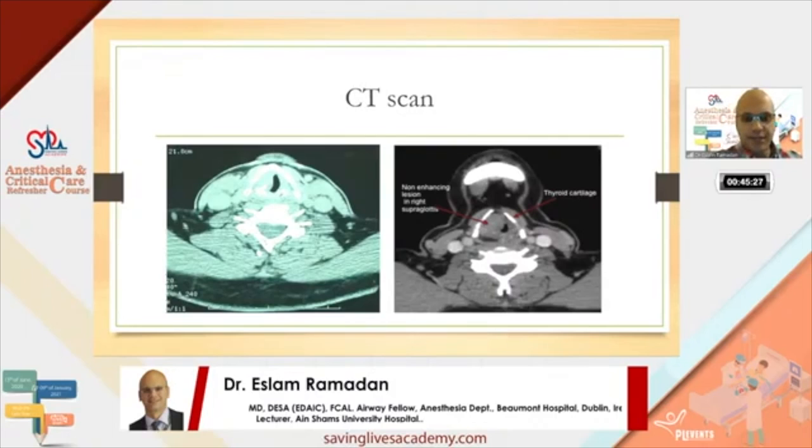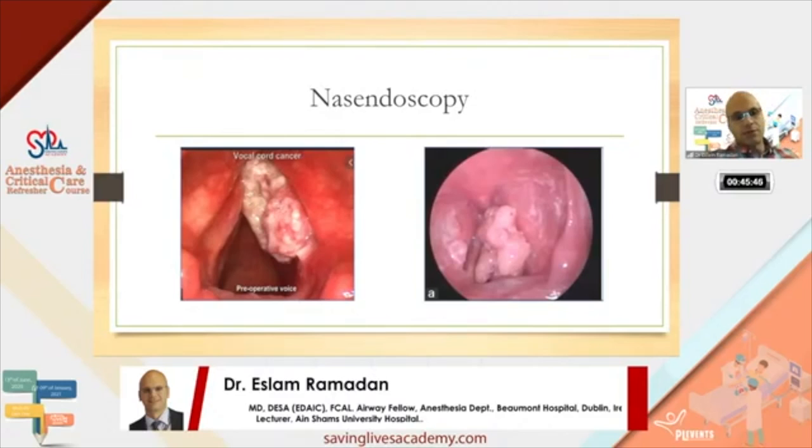On the right side here, you can see this is a supraglottic mass. Although the glottic area is fine, this patient was asymptomatic at rest, but he developed stridor on exertion. This is also an example of nasal endoscopy. As I can see here, there's a big tumor on the left vocal cord, taking the anterior two-thirds of the vocal cord.